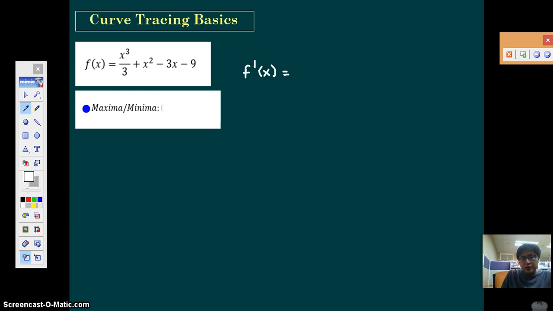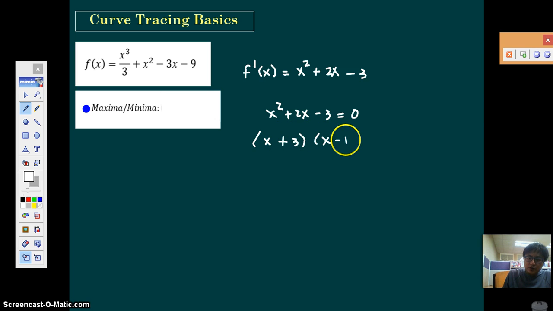The derivative of x cubed over 3 is x squared. The derivative of x squared is 2x, and the derivative of negative 3x is negative 3. And equating this x squared plus 2x minus 3 to 0, by simple factoring, since this is factorable, we have x plus 3 and x minus 1 equals 0. If you have a quadratic that cannot be factored, you can always use the quadratic formula. So now you have the values that will make the first derivative 0, and they are negative 3 and 1.